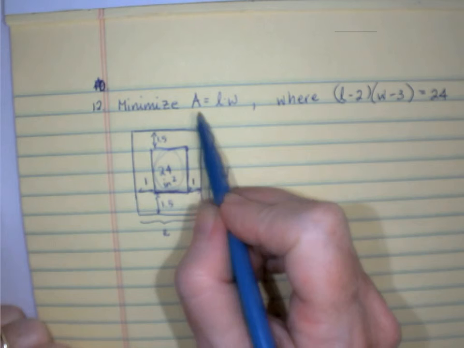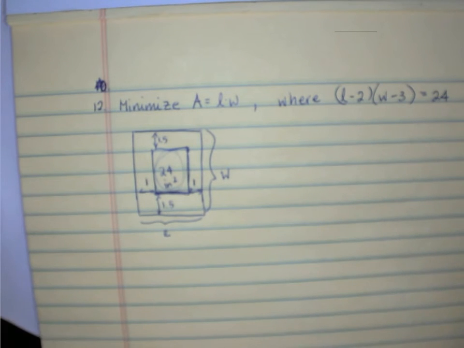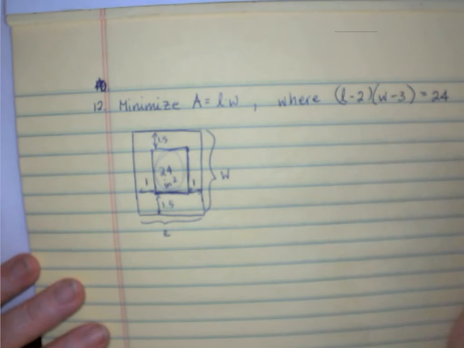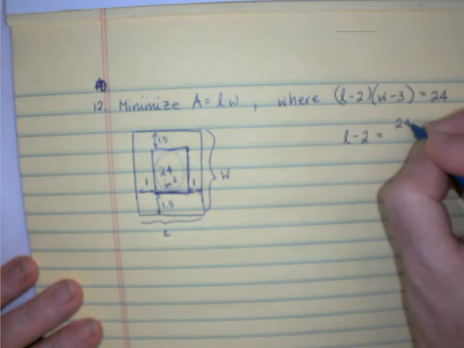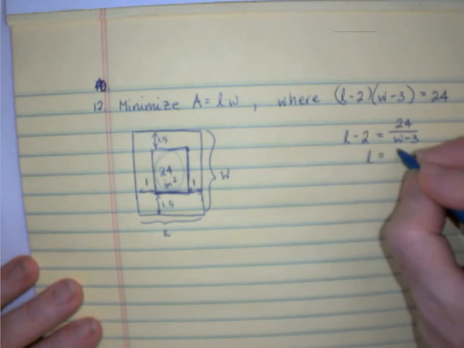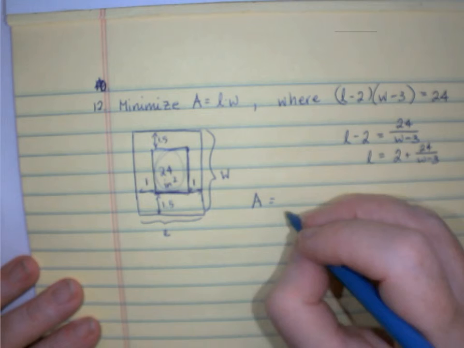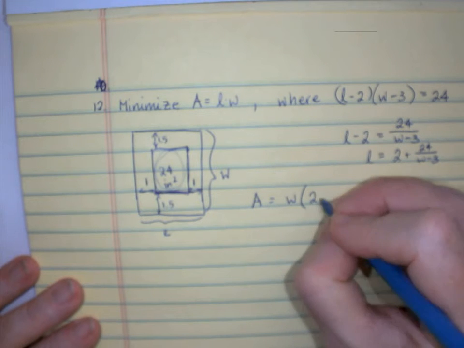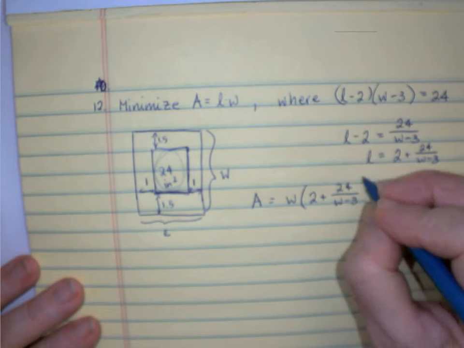Now, again, I need to get the objective function in terms of one variable. So I'm going to solve for L. So I'm going to divide both sides by W minus 3. So I have L minus 2 equals 24 over W minus 3. And then I'm just going to add 2. So L is 2 plus 24 over W minus 3. So now my objective function is W times (2 plus 24 over W minus 3). And I have no idea what this looks like.